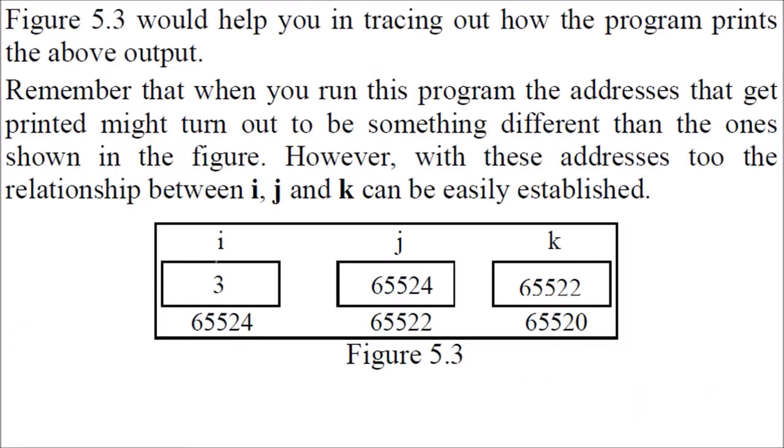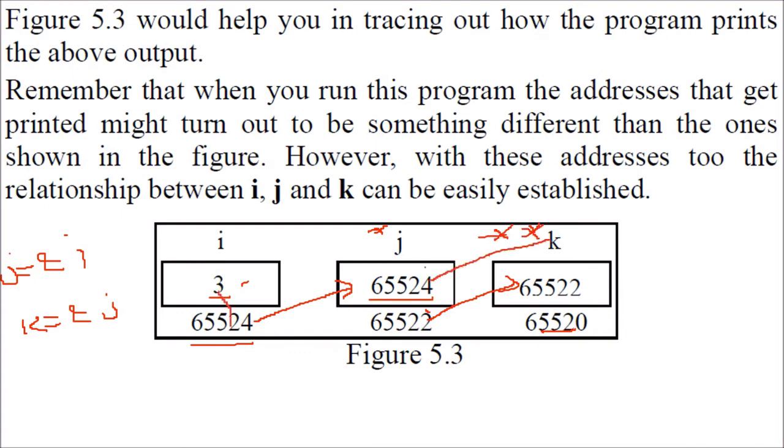Let me give you an example with a diagram. Let me show you. This is i, which is 3. It has some address, 65524. Now &i is given to j, meaning the address of i goes to j. Now j has its own address. Now when you assign the address of j to k, the address of j will go here. k may have some other address. So when you say *j, that will give you 3. When you say *k, that will give you 65524. When you say **k, that will give you the value here.